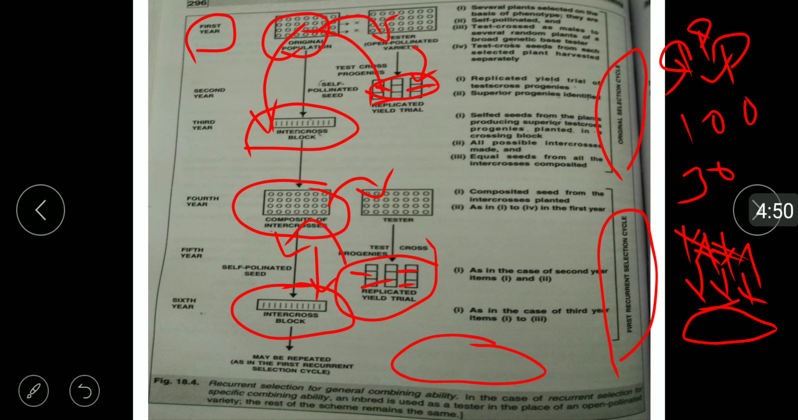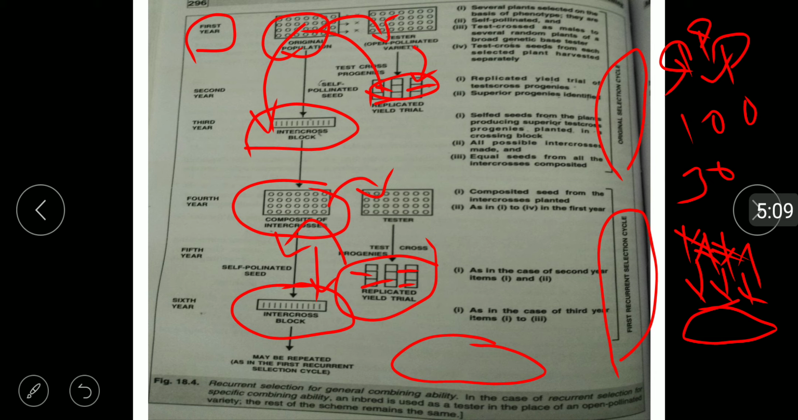These steps may be repeated as in the first recurrent selection. This is also called population improvement, and quantitative traits are improved by this method.